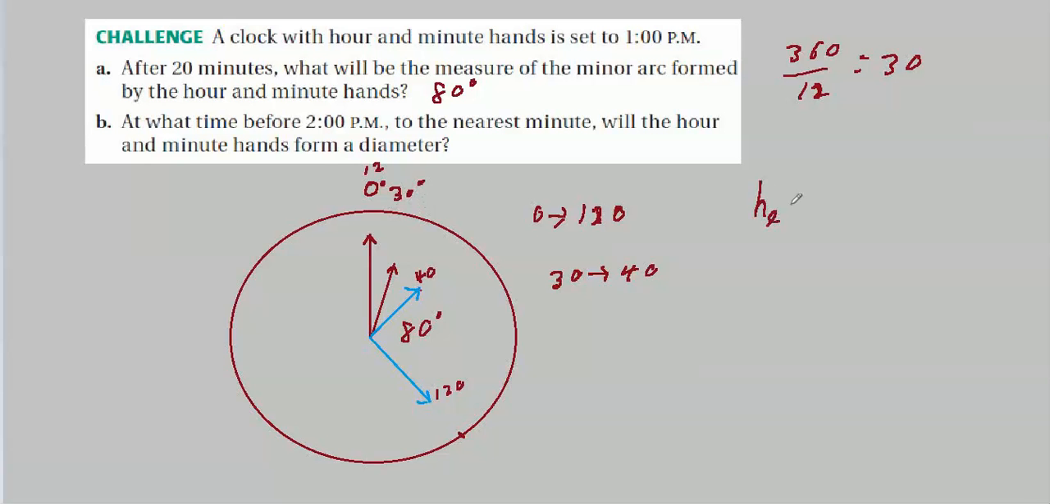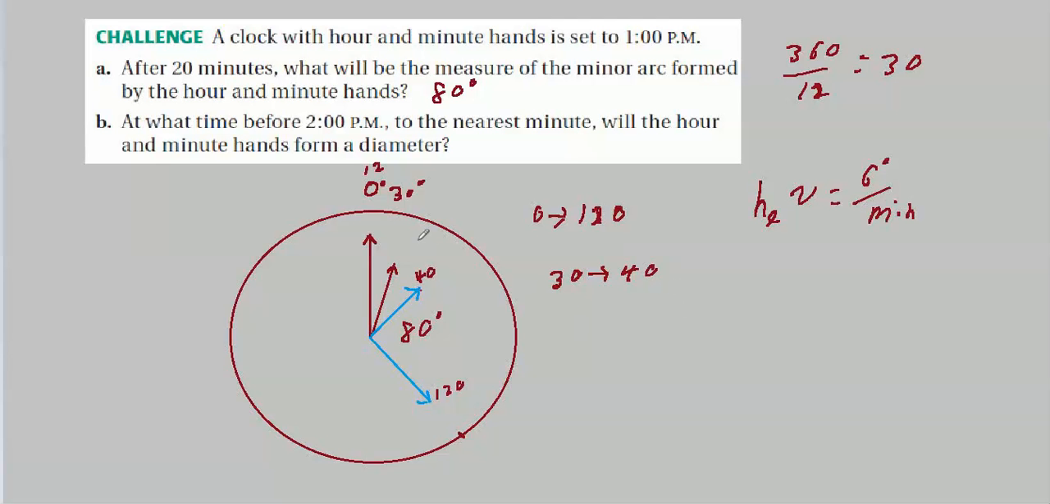The speed for hand h sub l is, we write it as v for velocity. Rotational velocity equals how many degrees? 6 degrees per minute. Oh, okay.